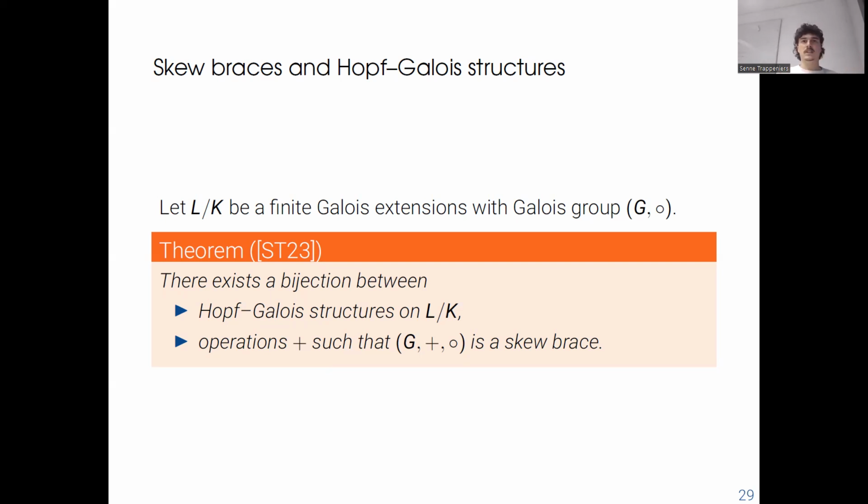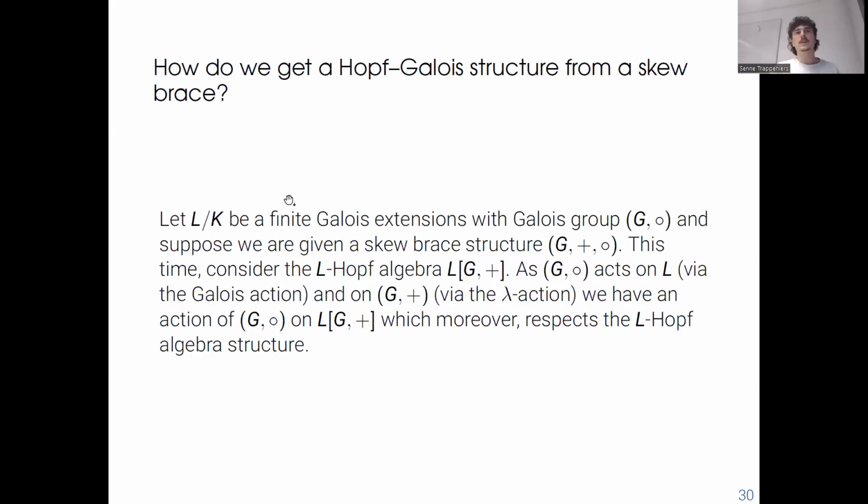Well, let's try to think of the easiest skew brace that one can consider, and is actually the skew brace that we considered in the second slide. So we start with the finite Galois extension, and, sorry, let me first tell something about the general case and then look at the specific case. So we start with a Galois extension, with Galois group G circle, and we are given a skew brace structure.